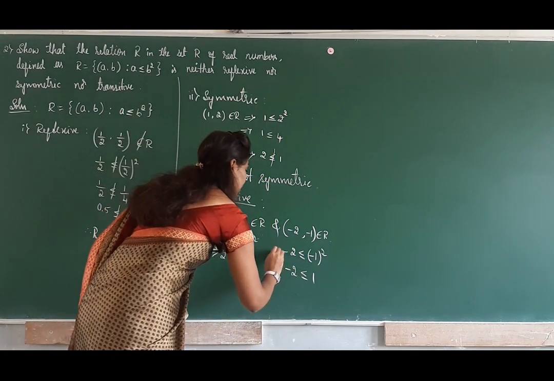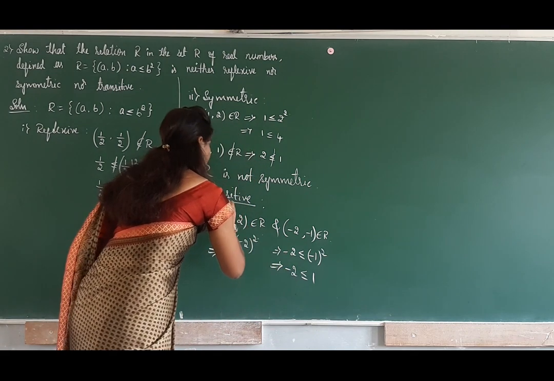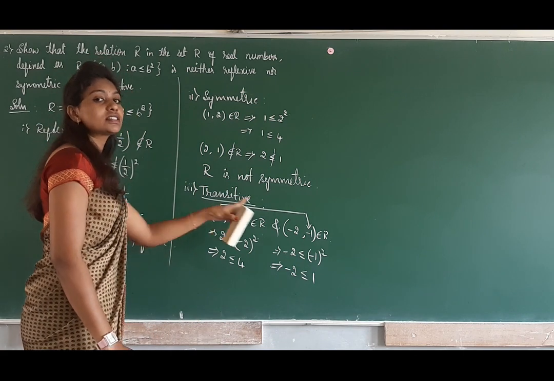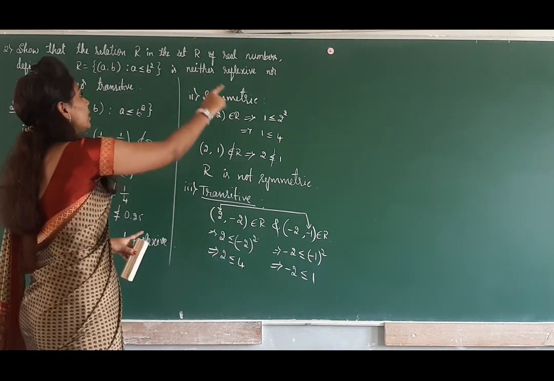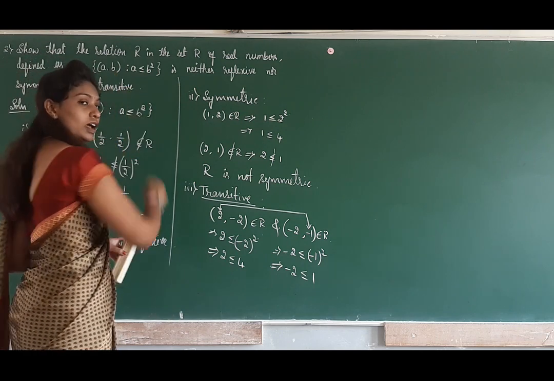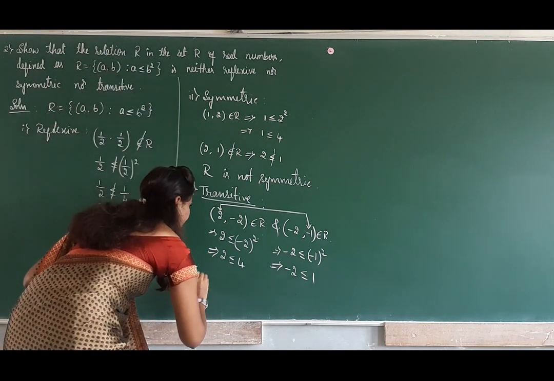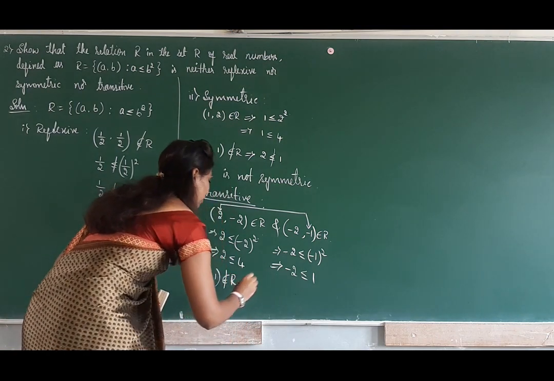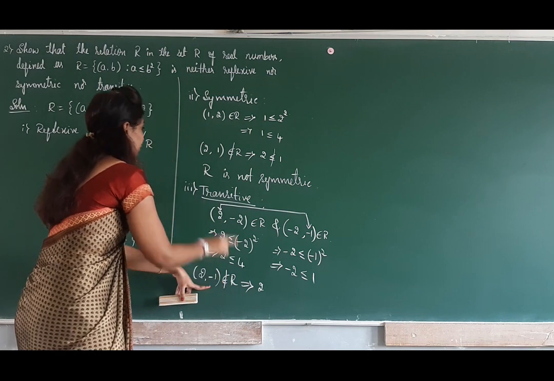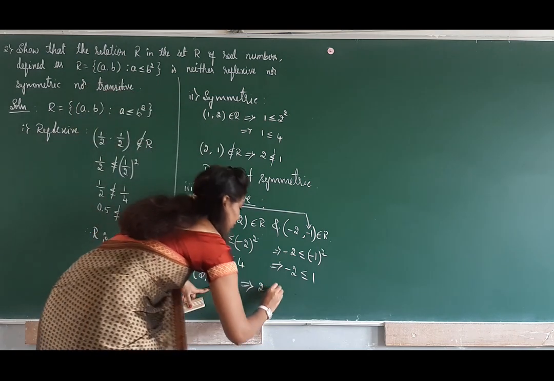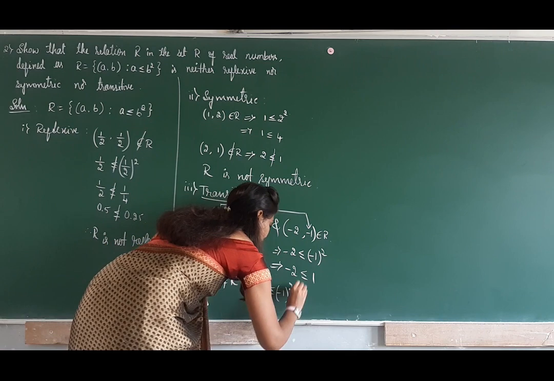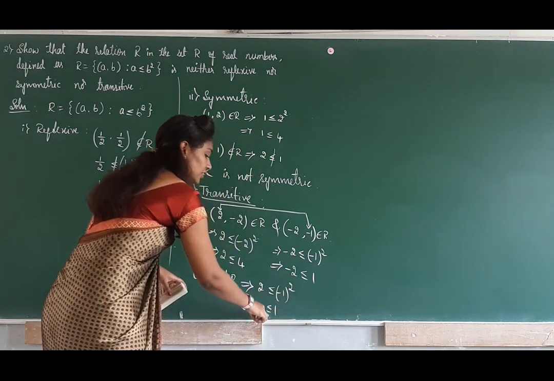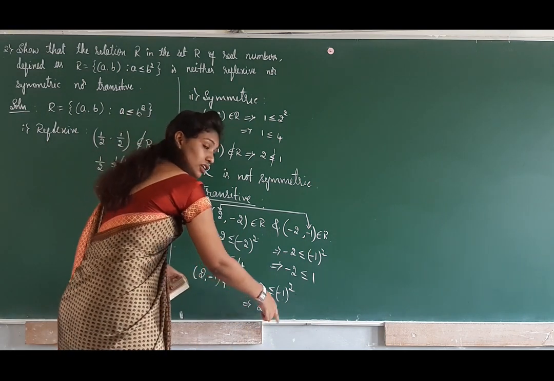What we check here? We have to check whether ordered pair 2, -1 belongs to R or not. Obviously, this does not belong to R, because the given relation R is not transitive. So ordered pair 2, -1 does not belong to R. This implies 2 is less than or equal to -1 whole square. 2 is less than or equal to -1 whole square means +1. Is it true? 2 is less than or equal to 1?